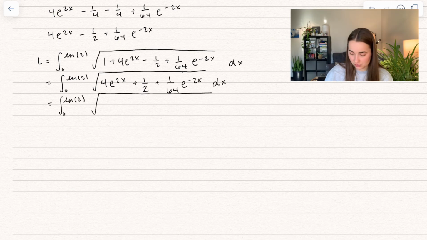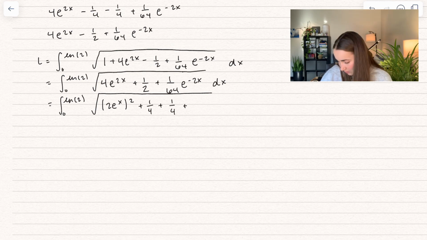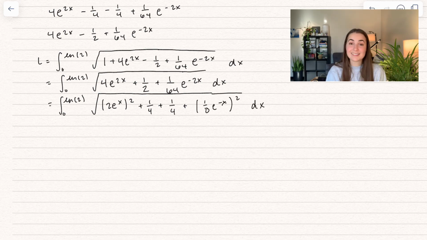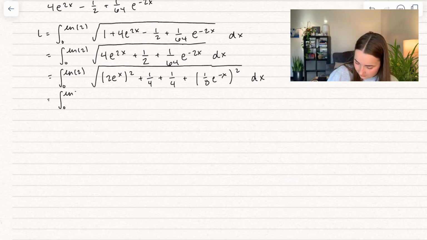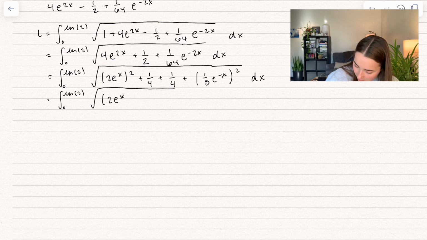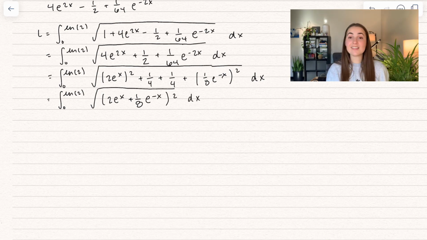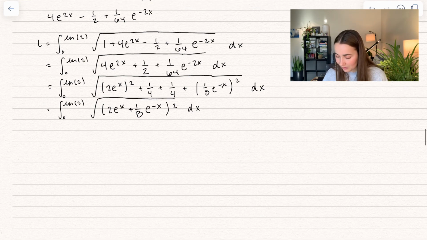I'm going to go ahead and show you guys a trick. I'm going to rewrite this first term as 2e to the x squared. I'm going to rewrite 1/2 as 1/4 and 1/4. And then I'll also rewrite this last term. So that's 1/8 e to the negative x quantity squared, because this is going to be a squared function. Because what this simplifies to is 2e to the x plus 1/8 e to the negative x quantity squared. That's a super common pattern in arc length problems because it gets pretty complicated. So it's really nice when you can just cancel out the square root with the square.